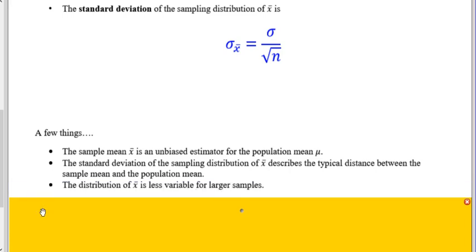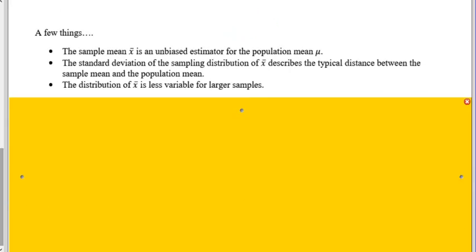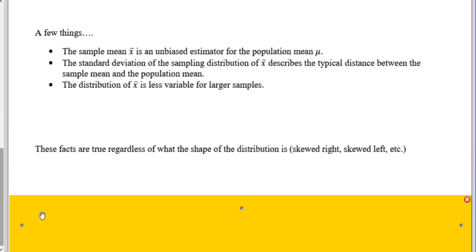The distribution of x bar is less variable for larger samples. So we've talked in the past about things becoming more precise as they get larger. So it becomes more precise, or less variance. And last but not least, these facts are true regardless of what the shape of the distribution is. Whether it's skewed right, skewed left, normal, these hold true.